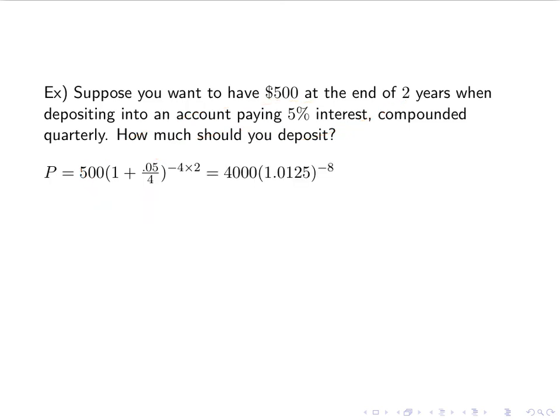I'm going to simplify. 0.05 over 4 is exactly 0.0125. No more decimals after that, I did not round. 4 times 2 is -8 for my exponent. Plug this into my calculator, and I get $452.70. So again, notice that P is smaller than S.